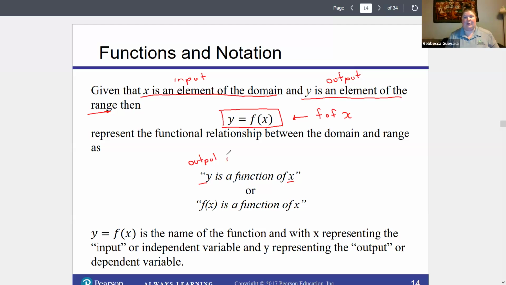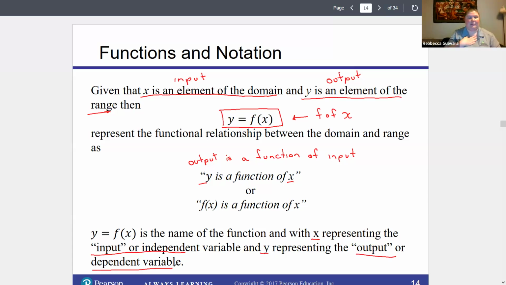Another way I like to think about it is output is a function of input. So what we're saying here is that every y that comes out is going to be a unique y, and it's always based on the x that we put in there. Another way we say this is f of x is a function of x, as opposed to saying the y. So y equals f(x) is the name of the function, with x representing our input or independent variable, and y representing our output or dependent variable.